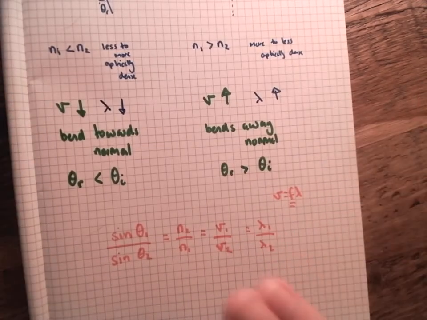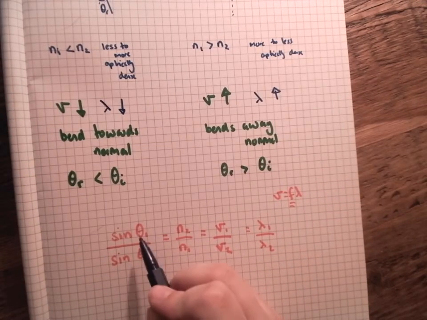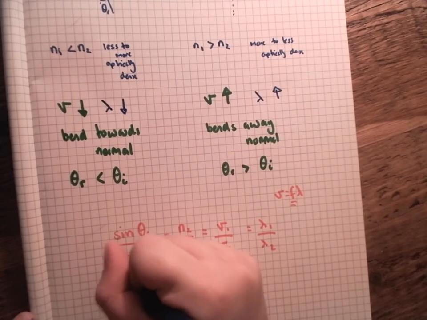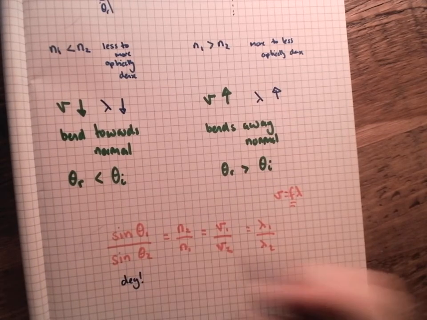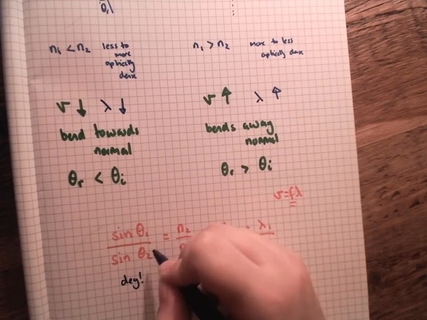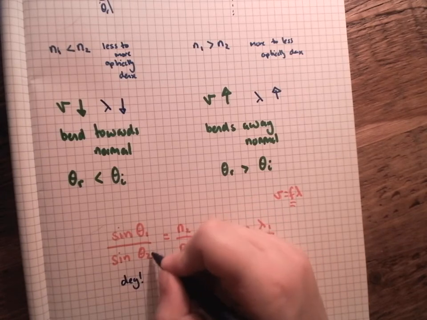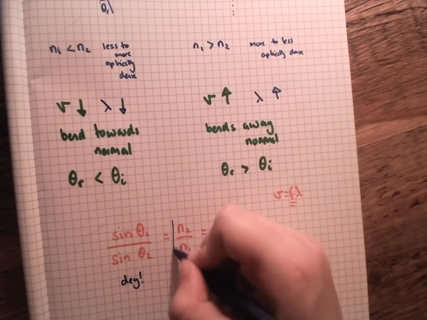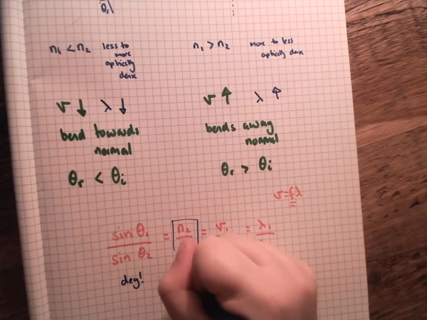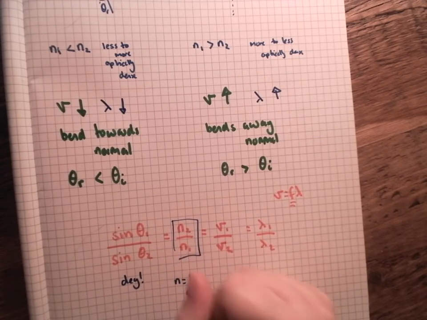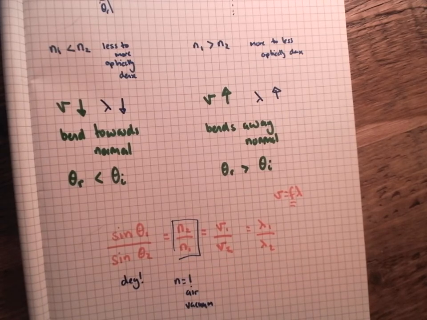So, little things to watch out for. Just remember to take the sine of the angle, so make sure your calculator is in degrees. Make sure you're checking that one. And then here, just remember it's a flip, so all these are 1 over 2, 1 over 2, 1 over 2, but the refractive index is the other way round. And just remember that n is equal to 1 in air and a vacuum. That is not given to you, you would be expected to know that.